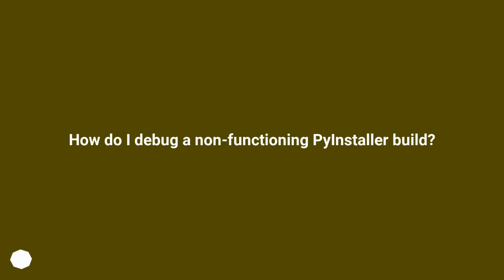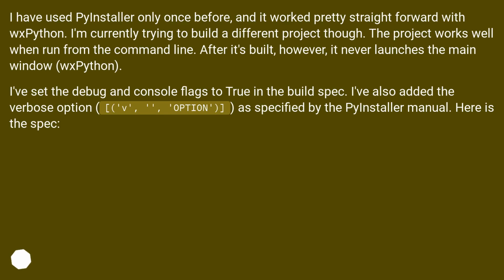How do I debug a non-functioning PyInstaller build? I have used PyInstaller only once before, and it worked pretty straightforward with Python. I'm currently trying to build a different project though. The project works well when run from the command line.